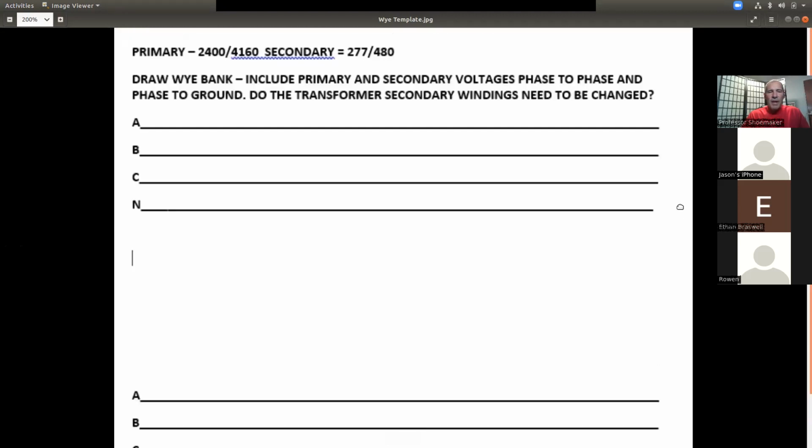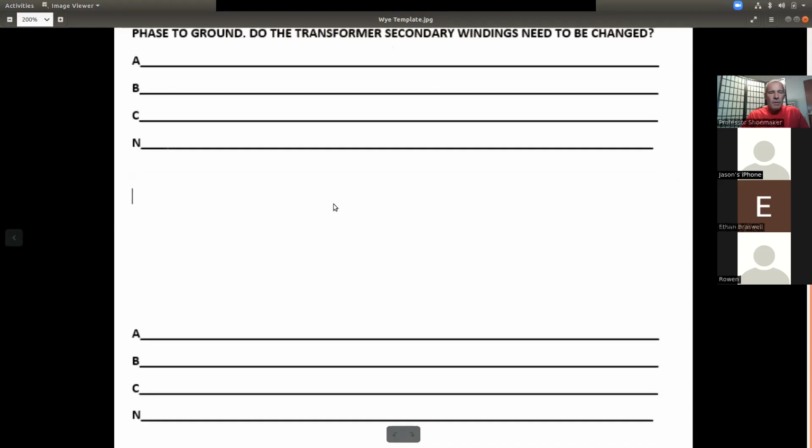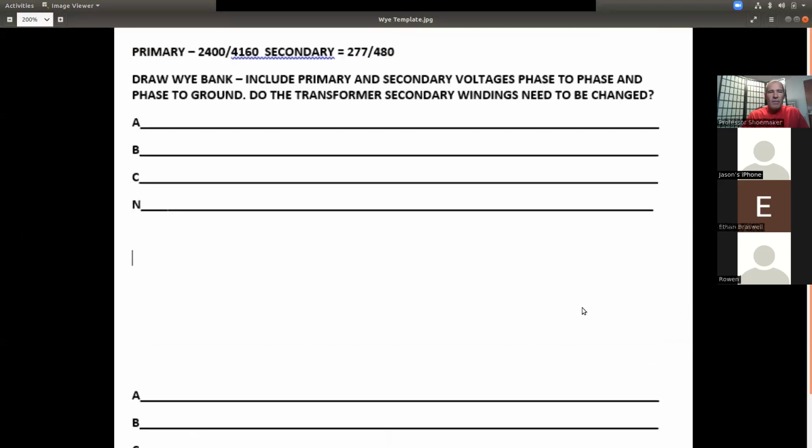And on the secondary side, your voltages are 277 and 480. So that's simply put phase to ground, A to neutral 277, B to neutral 277, C to neutral 277. Then your phase to phases are A to B, 480, B to C, 480, A to C, 480. Don't worry, we will give you plenty of practice sheets to practice these on. It's not like a give and go type thing.